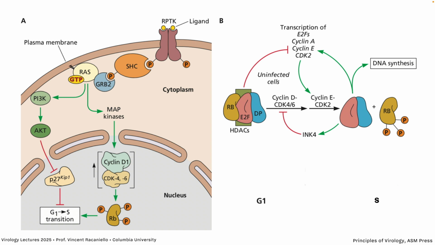How does that work? So normally RB is bound to E2F. And E2F is a transcription factor that controls proteins you need for DNA synthesis and cell division. So normally those genes are turned off in a cell. But if RB is phosphorylated, it pops off of E2F, and now E2F can turn on the genes for DNA synthesis and mitosis. So that's how RB controls the cell cycle in a normal, uninfected cell. It's by availability of E2F.